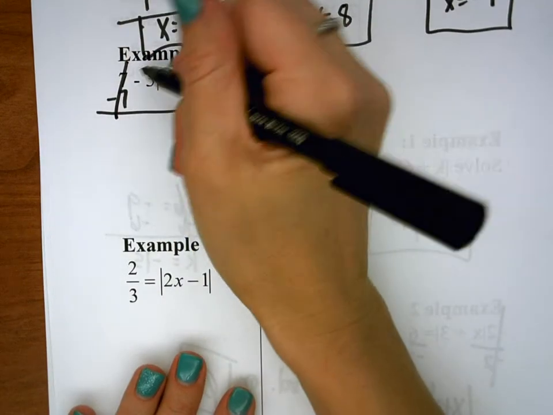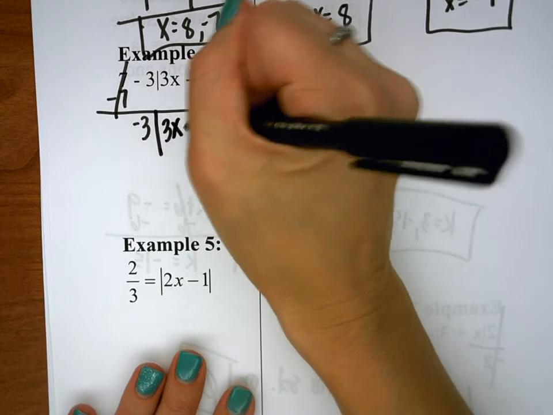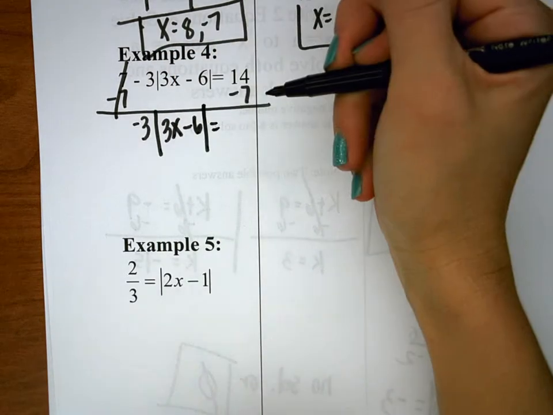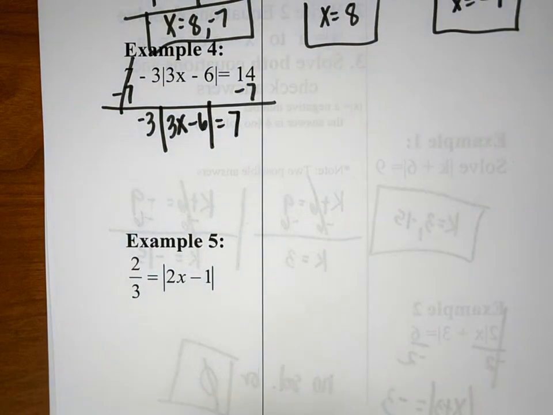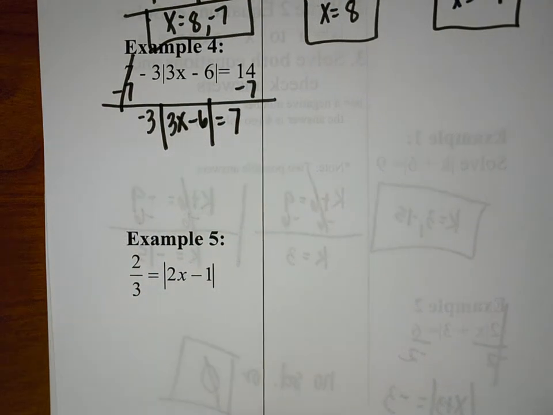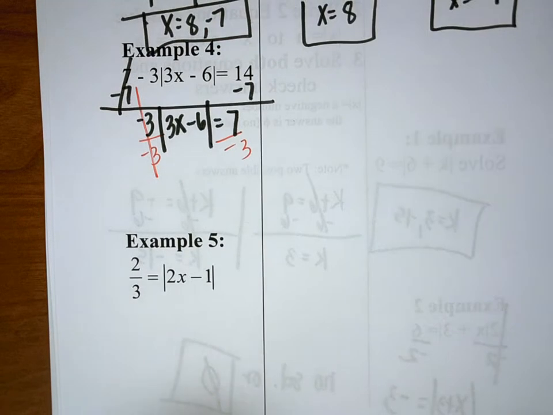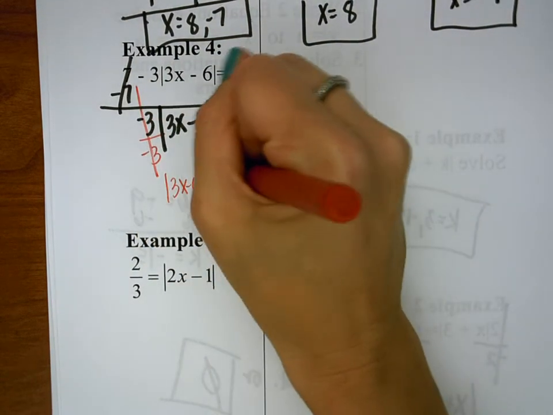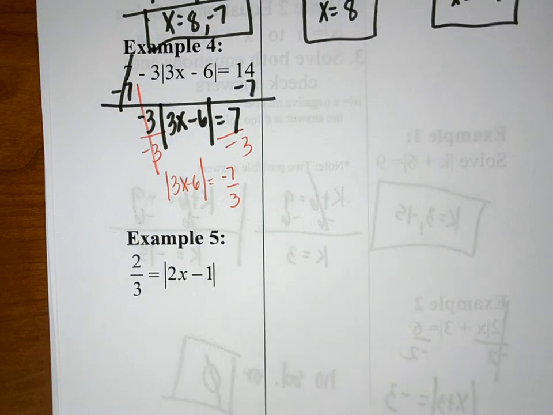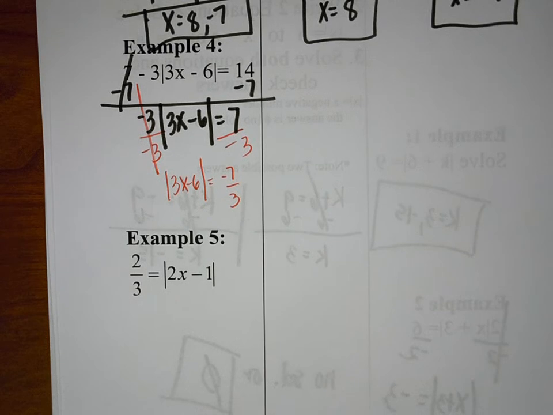So now, and don't forget about your negative in front, so I have negative 3 times the absolute value of 3x minus 6 equals, and 14 minus 7 is 7. Okay, what would be my next step on this problem? Divide by negative 3. Perfect. Divide by negative 3 to both sides. Now, once I do that, I notice that I have the absolute value of 3x minus 6 equals negative 7/3. Well, when your absolute value is by itself and you have a negative answer here, we know the answer is going to be what? No solution.